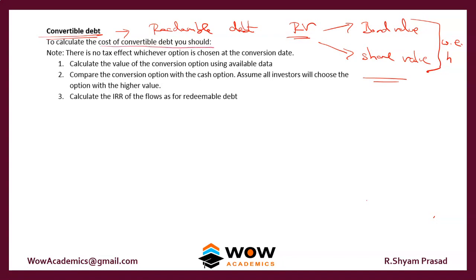To calculate the cost of convertible debt, there is no tax effect whichever option is chosen. Okay. So there's no tax element in the bond value or share value. Calculate the value of the conversion option using the available data. So first find out this one, he says. Compare the conversion option with the cash option. Assume all investors will choose the option with the higher value. So that is why we say that whichever is higher. Calculate the IRR of the cash flows as redeemable debt. Okay. So this is the only part where the redemption value is either a bond value or the share value, whichever is higher, you have to choose.